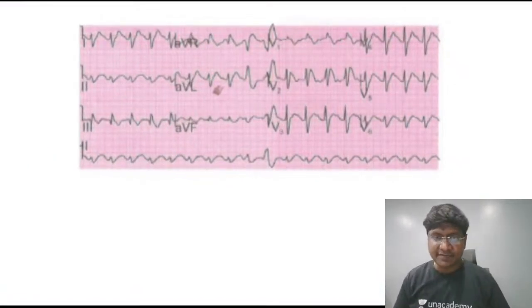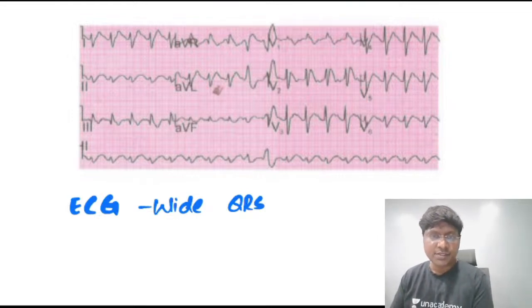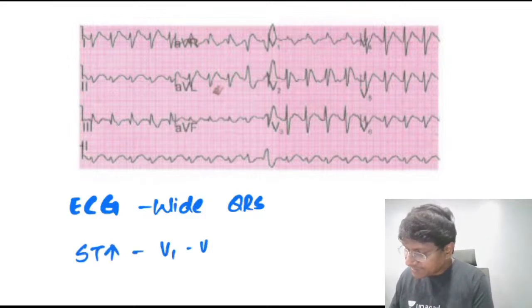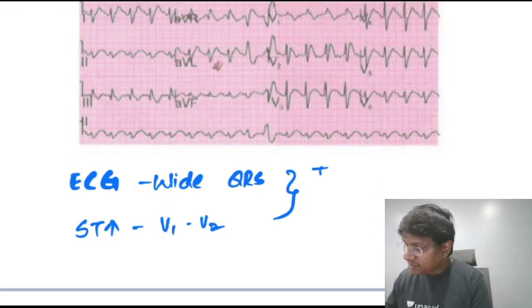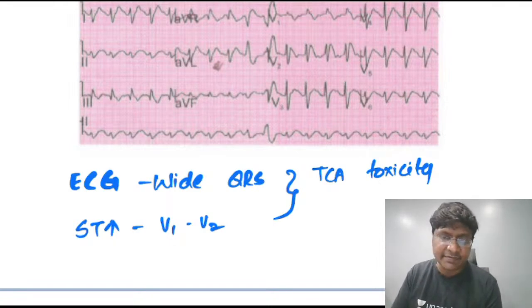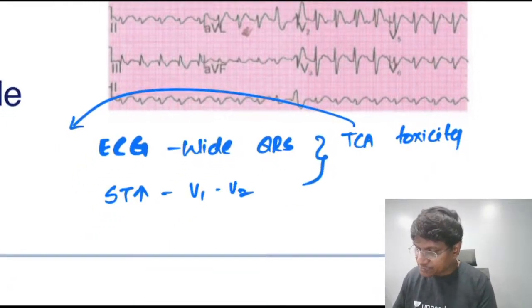Now this patient has an ECG suggestive of wide QRS complexes, right? ECG is showing the presence of broad QRS complexes. Along with that, there is also ST segment elevation present in V1 as well as V2. Where do you come across this in the patient's clinical scenario? You come across this in case of tricyclic antidepressant toxicity. In tricyclic antidepressant toxicity, you will have wide QRS complexes and ST segment elevated in V1 as well as V2. Now, in tricyclic antidepressant toxicity, just remember the individual is at increased risk of development of acidosis.